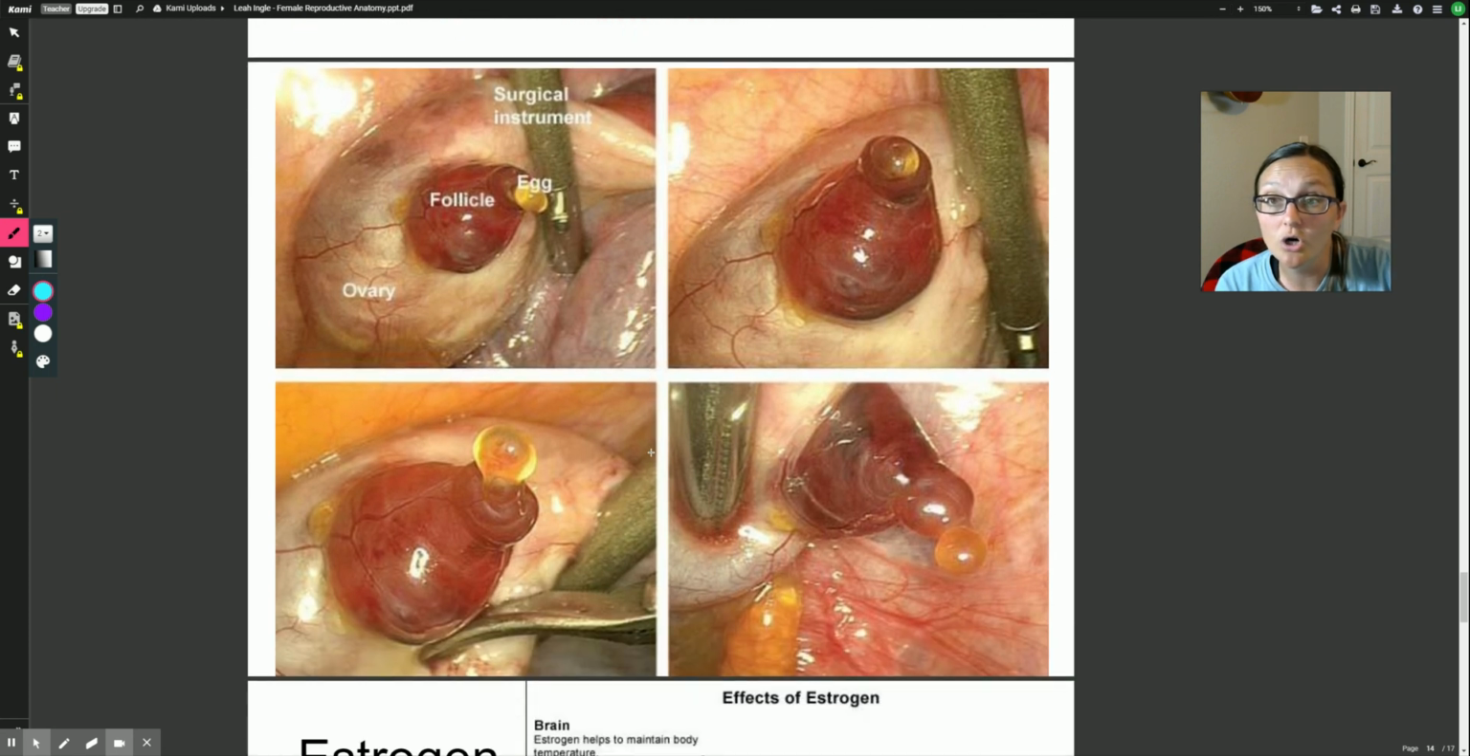Look how cool. Okay, so this is an ovary. You can see they've labeled that for us here, ovary. And then this is the follicle. It looks like a volcano. How creepy. And then that's your egg. See the egg? It's getting excreted. That's crazy. I have never seen pictures like this before. That is insane. I love it. Okay.